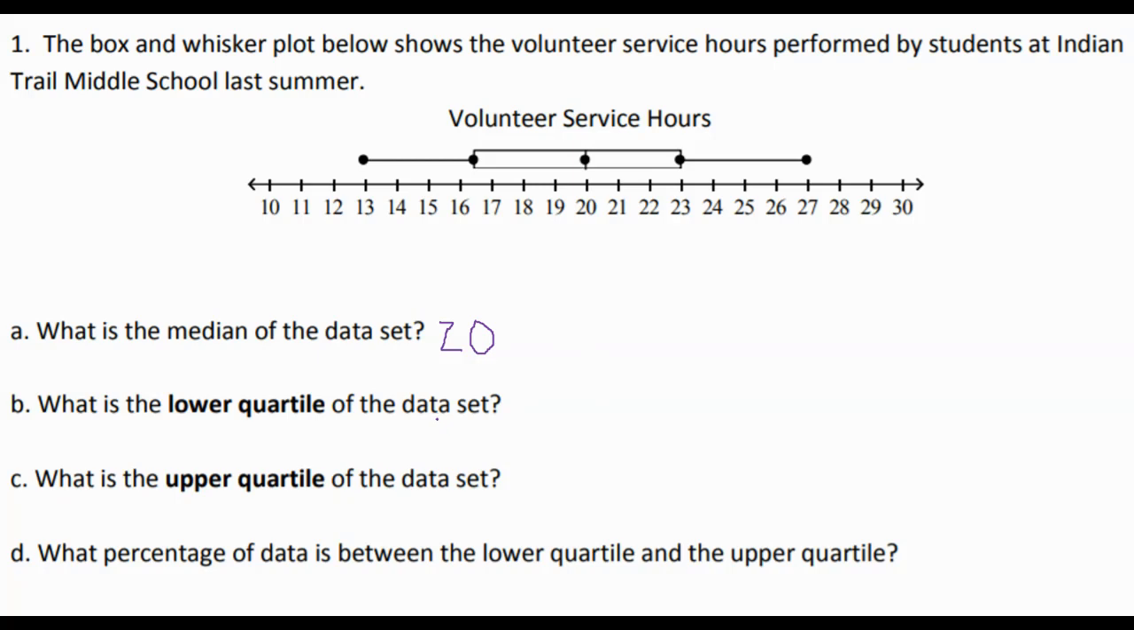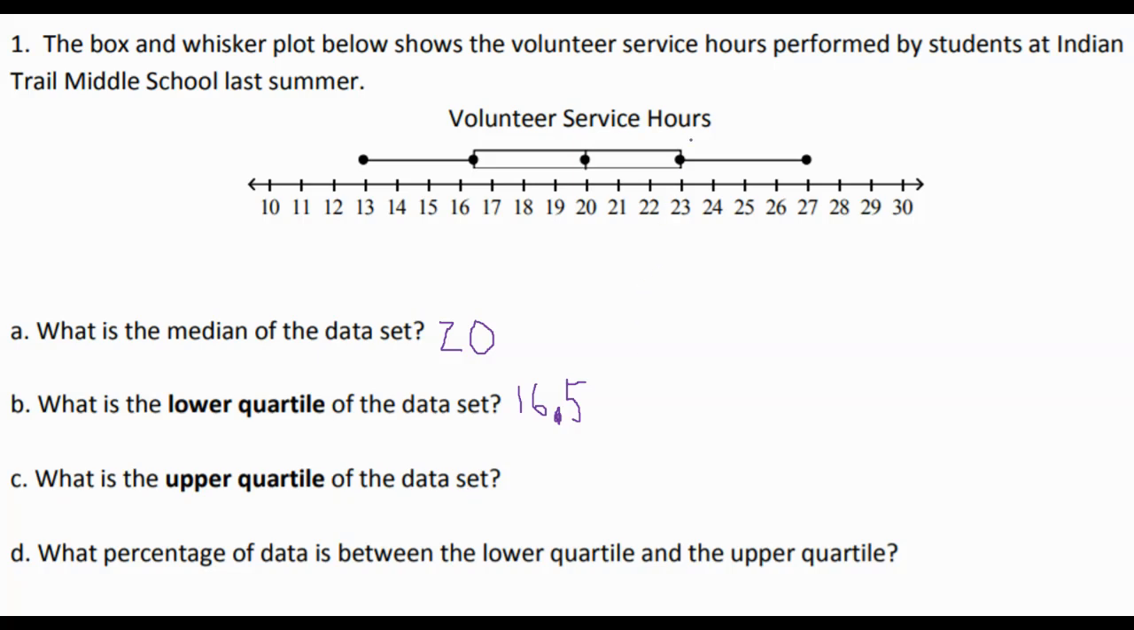What is the lower quartile? The lower quartile is going to be the lower end of the box. So that's going to be in between 16 and 17 here. So I can see it's 16. I'm going to say it's 16.5. Okay, beautiful. So then it's, what is the upper quartile of the data set?